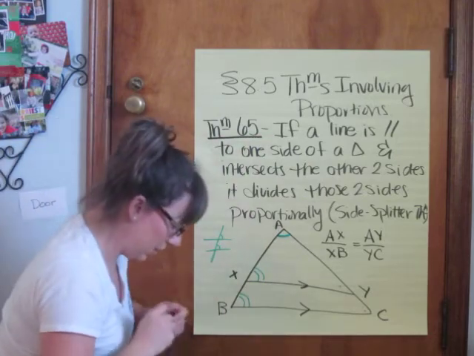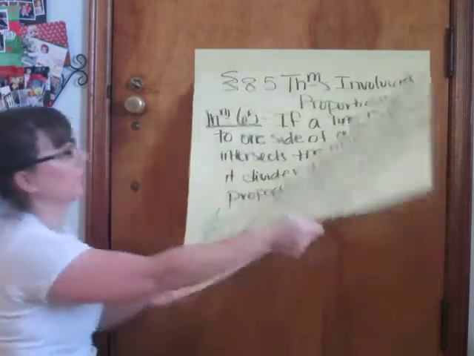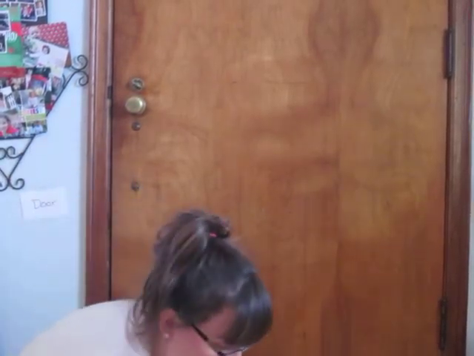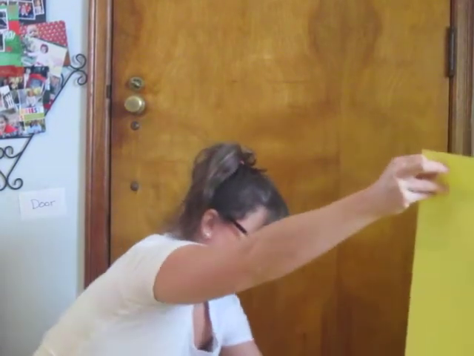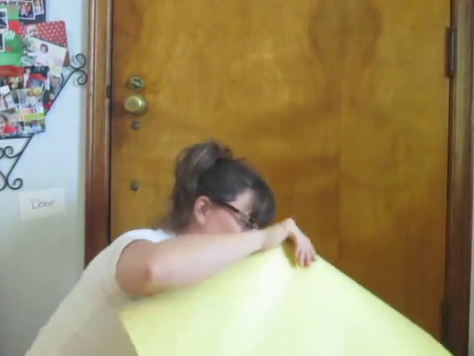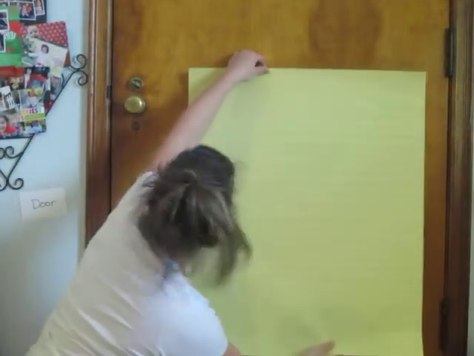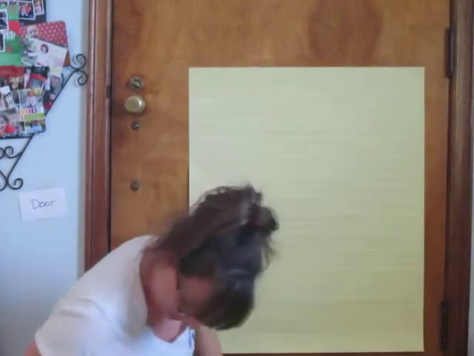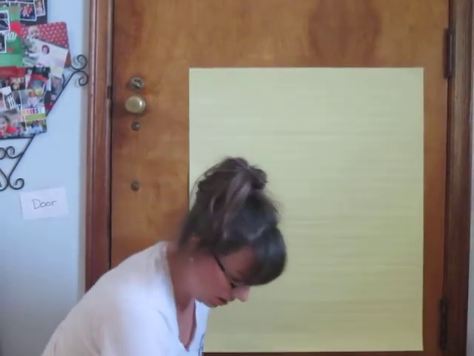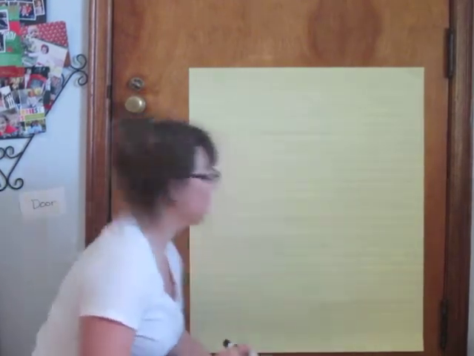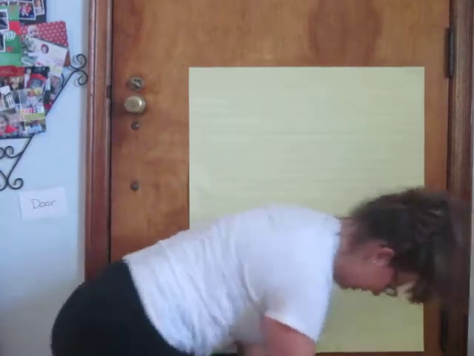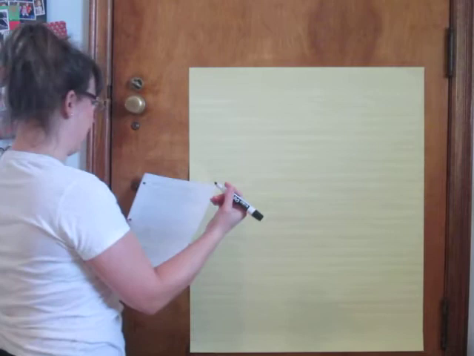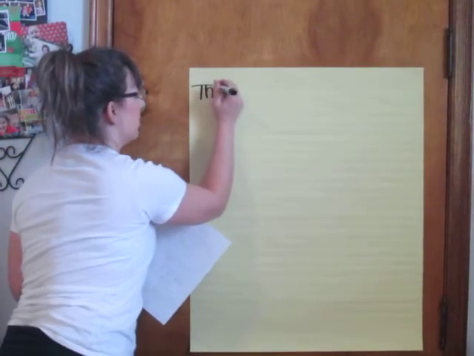We have 2 more theorems to go in this section. See that? And I lost my pen. There it is. Okay, theorem 66. Very similar to the side splitter theorem, just few short little differences. I don't actually have to have triangles in theorem 66.